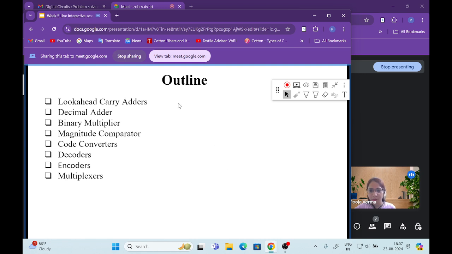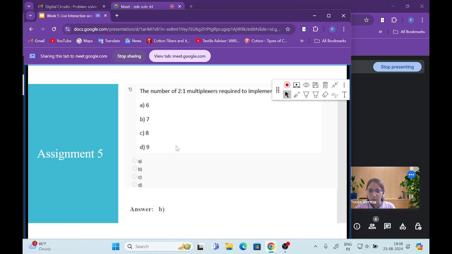These are some topics which have been covered for this week. First one is look ahead carry adders, then decimal adders, binary multipliers, comparator circuits, code converters, decoder, encoder, and multiplexer. Okay, so moving to the questions or problems.